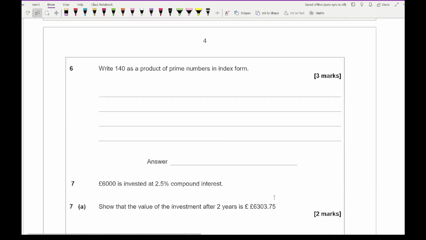Then moving on to question 6, it says write 140 as a product of its prime numbers in index form, and it's worth 3 marks, which I'll be honest is quite surprising, only because we can do this on our calculator, but I'll show you how to do it if you do not have a Casio calculator. So here we want to do a factor tree, and how you break this up is entirely up to you. Basically what you want to do is stop when you get your prime numbers. So here the correct answer is going to be 2 to the power of 2 times 5 times 7.